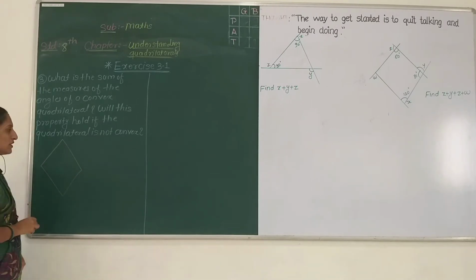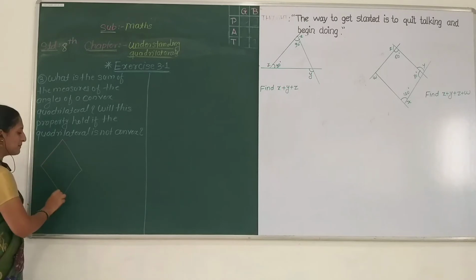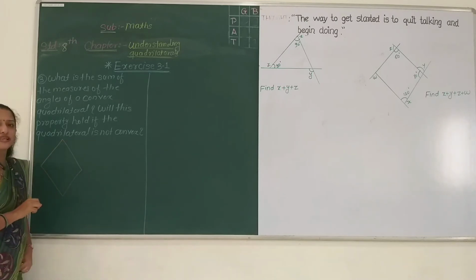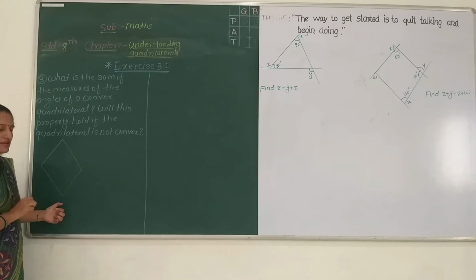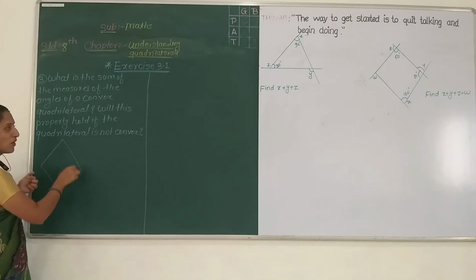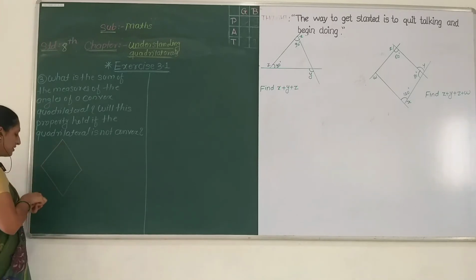Okay. So this is a polygon. Why is it a polygon? Since it is a simple closed curve made up of line segments only. So it is called a polygon.